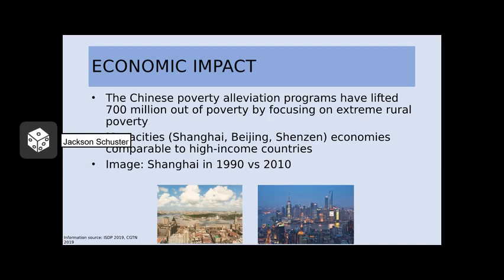This drastic urbanization has done incredible things, revolutionizing the entire Chinese economy. The poverty alleviation program started by Xi Jinping in 2013 has currently lifted about 700 million people out of poverty by focusing on poor rural areas, bringing them out of these rural areas, giving them industrialized jobs in the cities. Mega cities such as Shanghai, Beijing, and Shenzhen have economies similar to high-income countries such as those found in Europe.